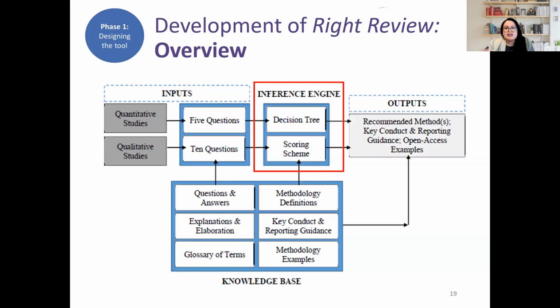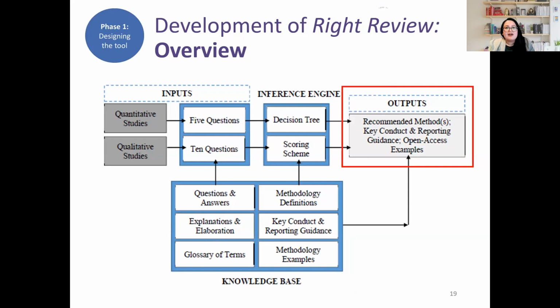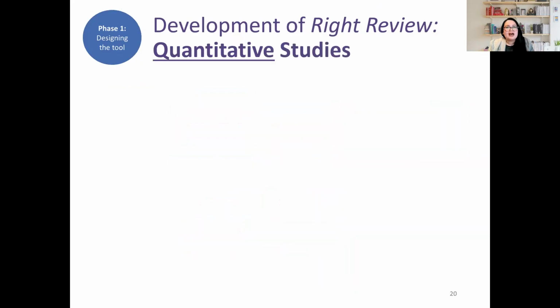The inference engine matches the user's responses to the attributes of the 41 included knowledge synthesis methods to generate the methodological recommendations. The knowledge base is what informs the inference engine and is composed of 6 sources, which are listed on this slide. And finally, the output. So this is what the tool presents on the results page, which includes the recommended method along with the related guidance and examples. So now we'll dive a little deeper into phase 1, designing the tool.